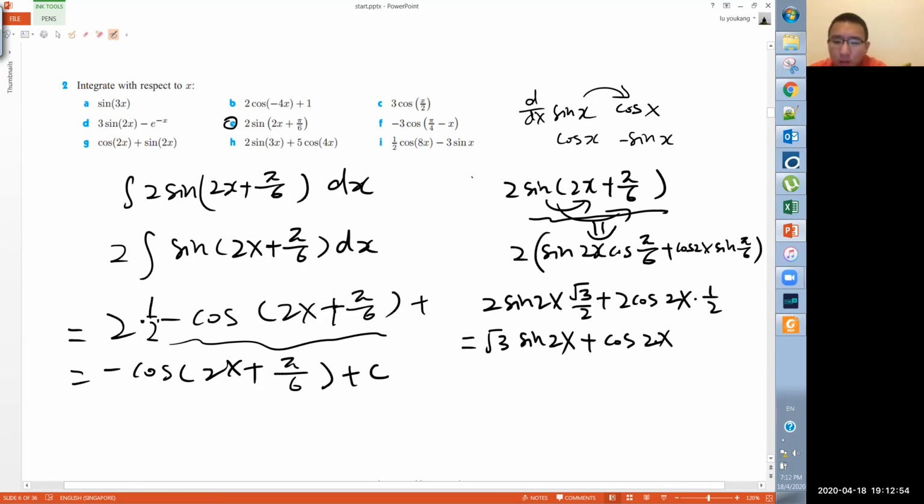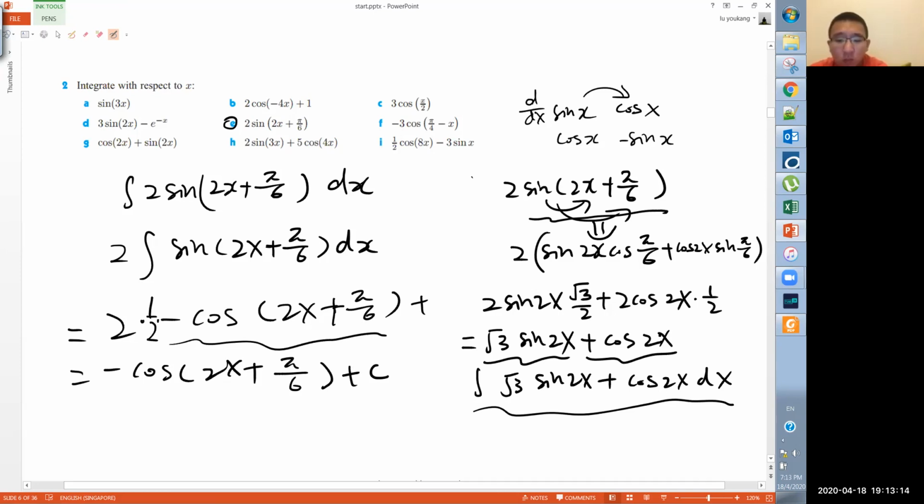After that, you just integrate this term and this term separately. So this question is like the other questions. This is another way to solve this question. So you have both method 1 and method 2.